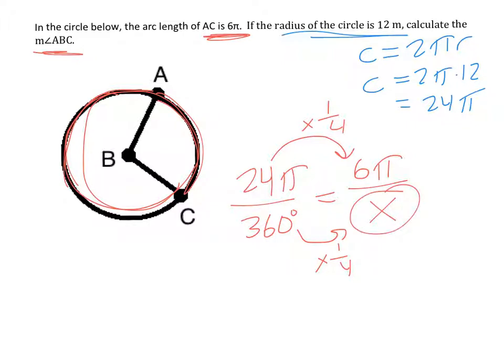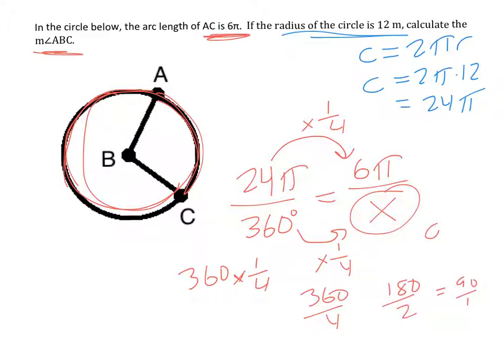So 360 times a quarter, you might be able to do this in your head: 360 over 4, so that goes to 180 over 2, which goes to 90 over 1, which is just 90. So it's 90 degrees. So this, again, is another way to do the same problem we've already done. Your choice if you want to use proportions or the equation. Just be careful with how you set them up, but it's the same general principle.